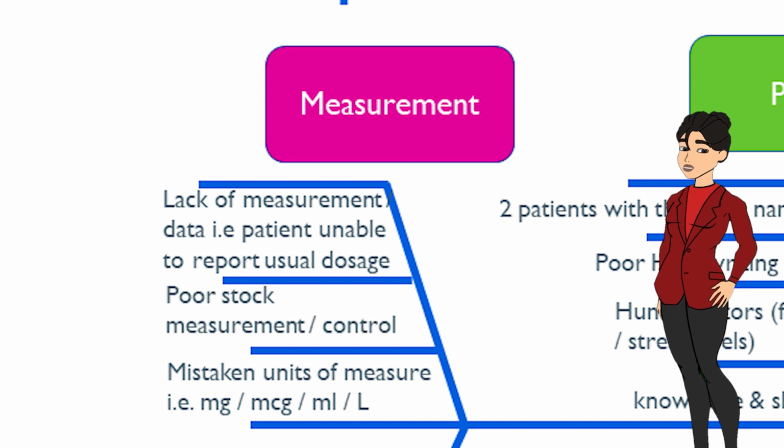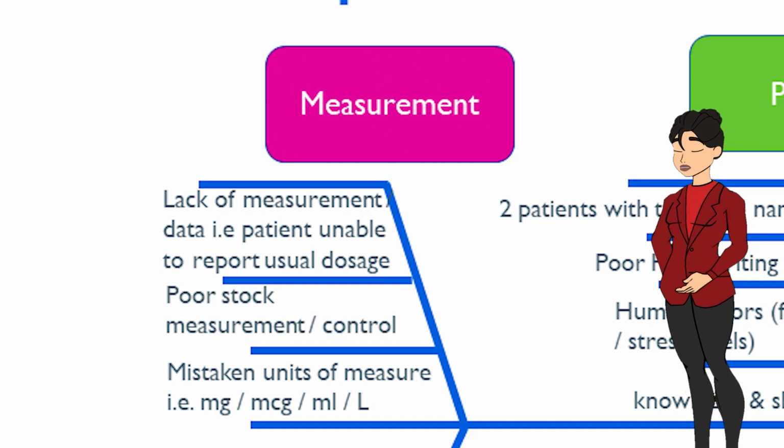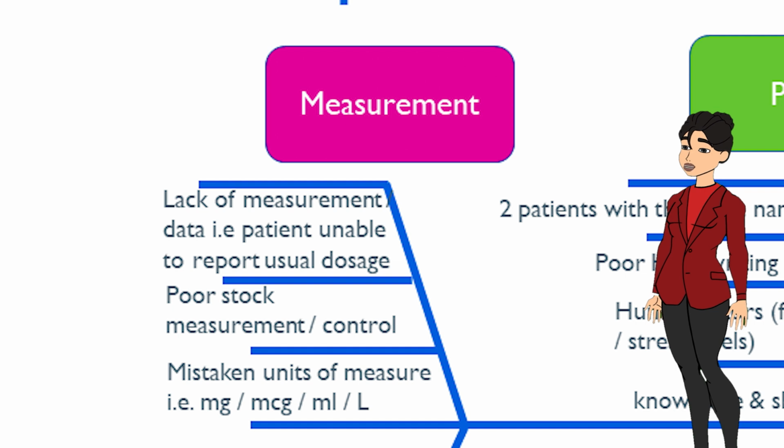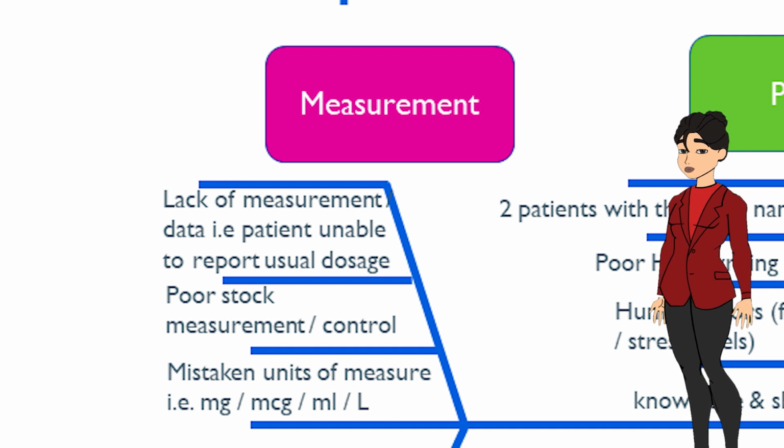There may be a lack of stock control measurement, therefore items have run out, meaning medication was not administered on time. It may be that there has been a mistake made in relation to the units required, for example, mistaking mg for mcg.